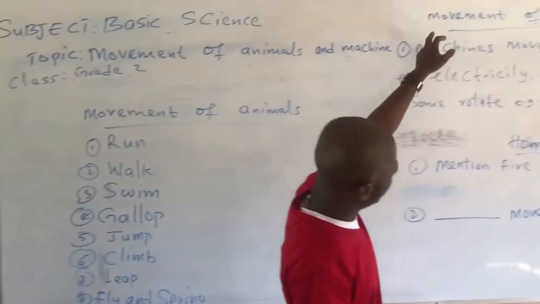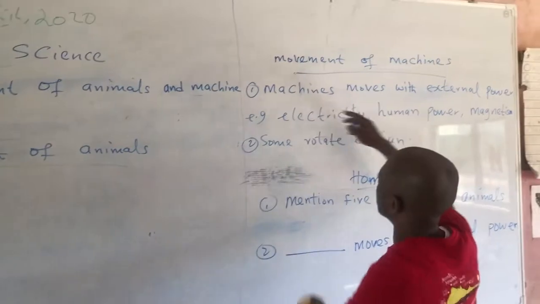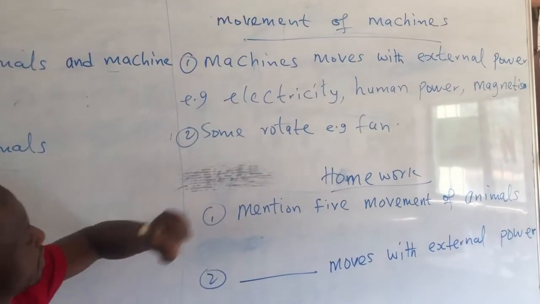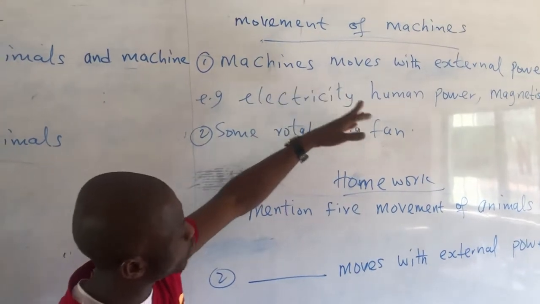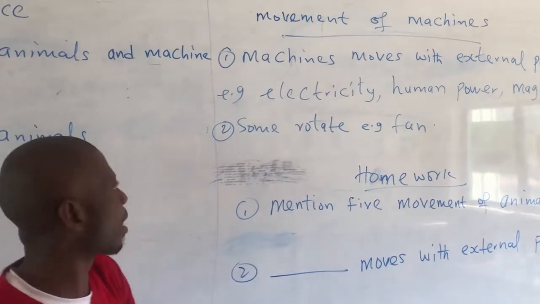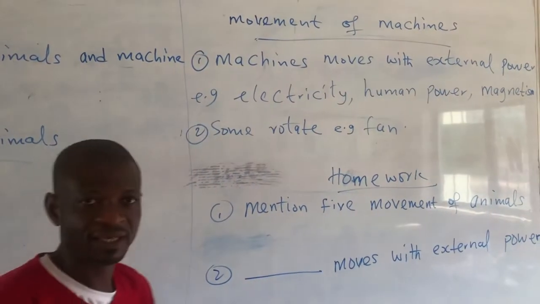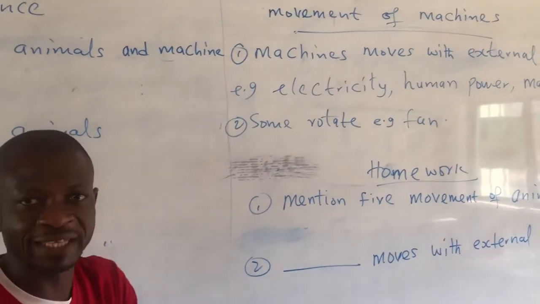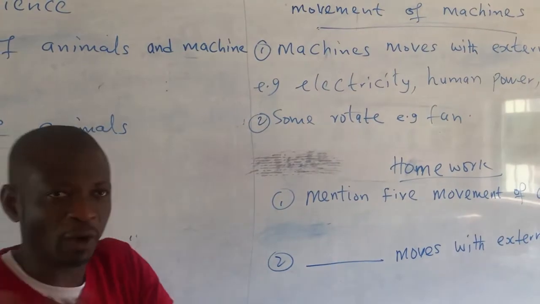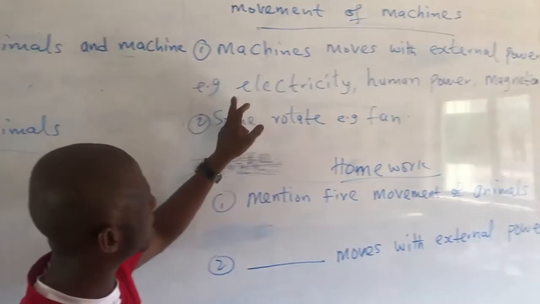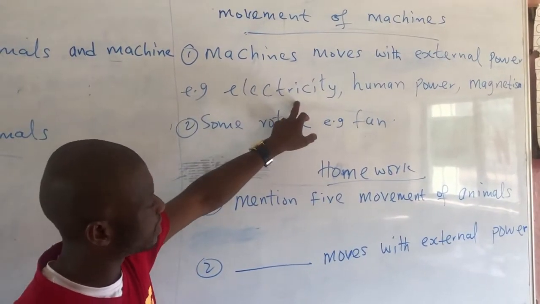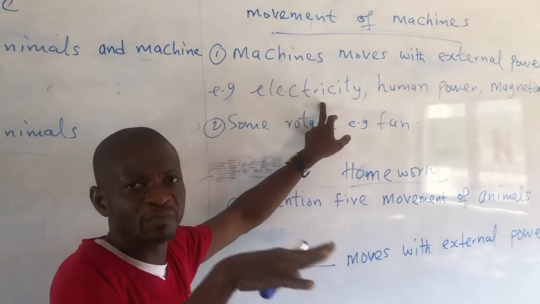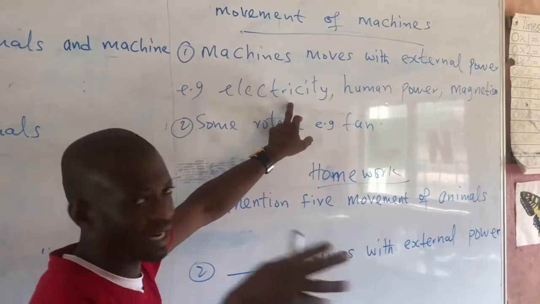Now secondly, we have movement of machines. You know machines. We say machines move with what? External power. That is power that you can what? Outside, aside from internal, or we say outside. Now, e.g. like electricity. These are external forces which help machines to what? To move. Electricity.